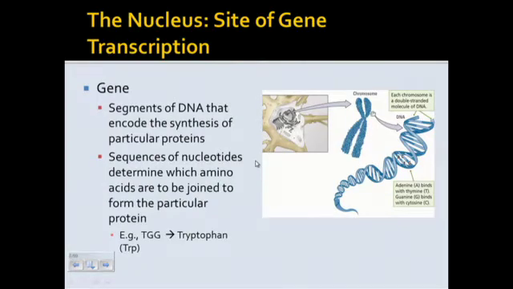So a gene is a specific sequence of DNA. So it's a specific combination of nucleotide bases, and depending on that specific combination of bases, it'll make a certain protein. Every combination of nucleotide bases makes up an amino acid, and then that combination of amino acids makes up a certain protein. So for instance, TGG makes tryptophan, which is a precursor to serotonin.